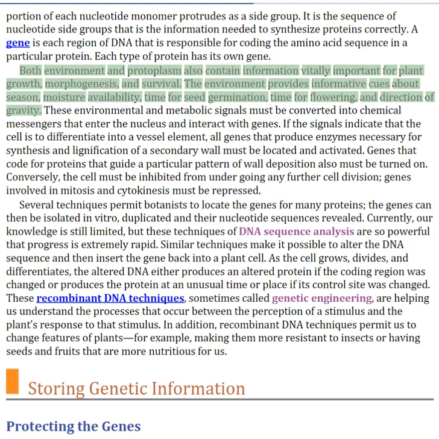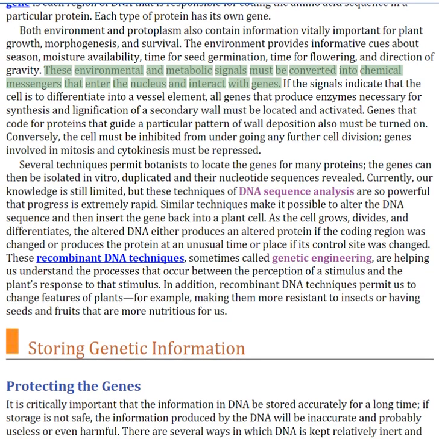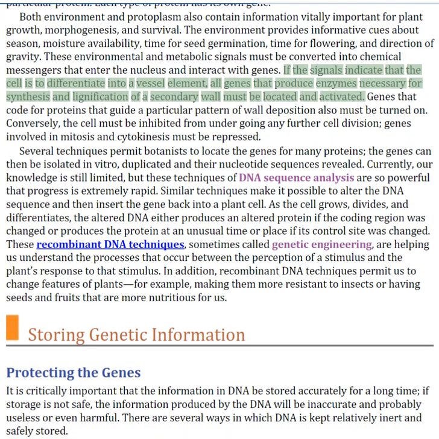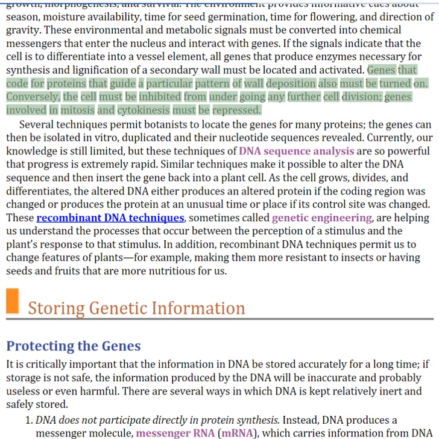The environment provides informative cues about season, moisture availability, time for seed germination, time for flowering, and direction of gravity. These environmental and metabolic signals must be converted into chemical messengers that enter the nucleus and interact with genes. If the signals indicate that the cell is to differentiate into a vessel element, all genes that produce enzymes necessary for synthesis and lignification of a secondary wall must be located and activated. Genes that code for proteins that guide a particular pattern of wall deposition also must be turned on.